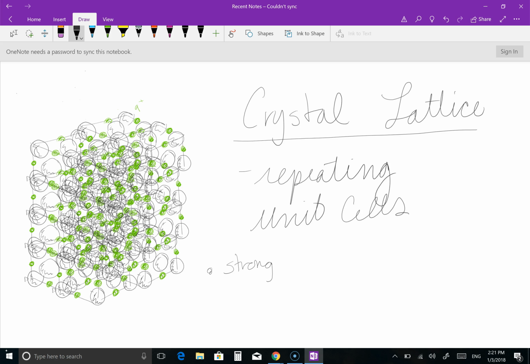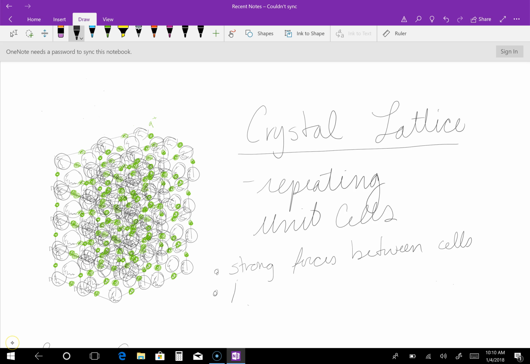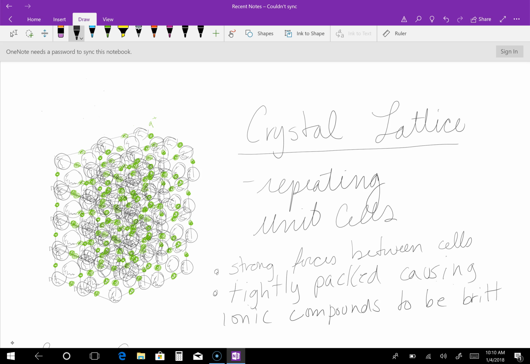The charges in the unit cell create strong bonds as they are stacked upon each other over and over again. The unit cells are tightly packed. This, combined with the strong forces, results in immobility or a lack of movement of the atoms or cells. This is why ionic compounds tend to be brittle.